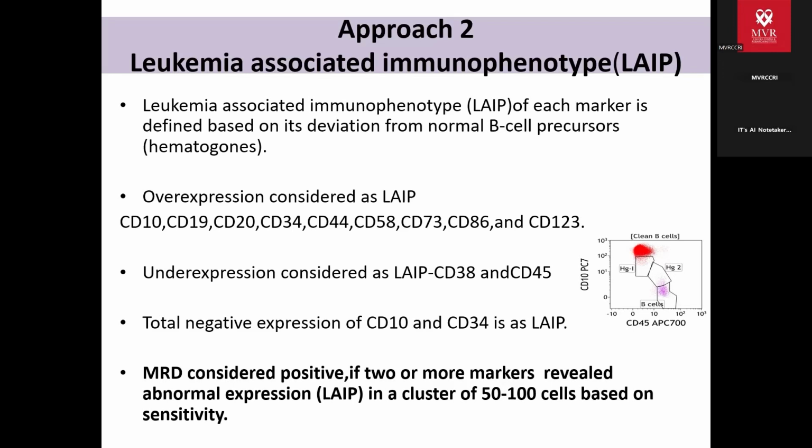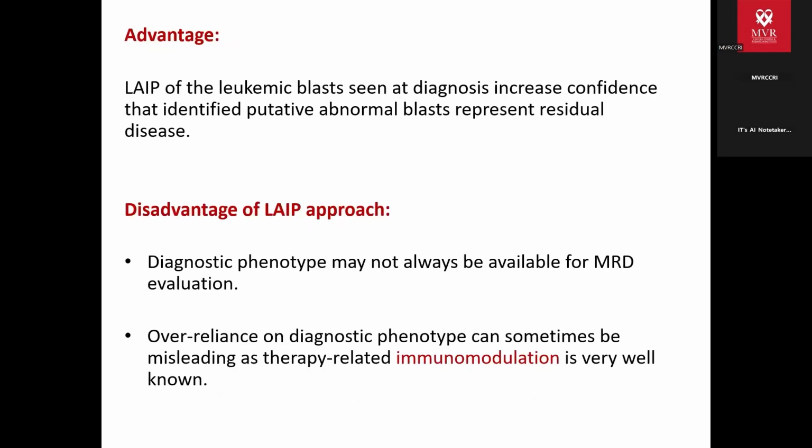So MRD is considered positive if 2 or more markers reveal an abnormal LAIP in a cluster of at least 50 to 100 cells based on the sensitivity. So the advantage of this is that because I've seen that my blast is expressing bright 10, and when I see an MRD with a bright 10 expression, it increases my confidence that what I'm reporting is right. This is the abnormal blast itself. Okay, but the disadvantage is that the diagnostic immunophenotype will not always be available.